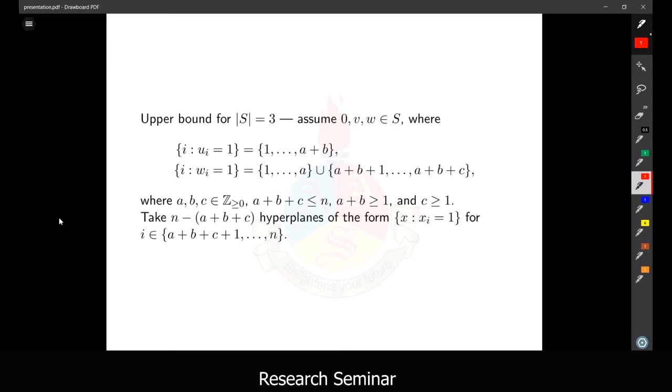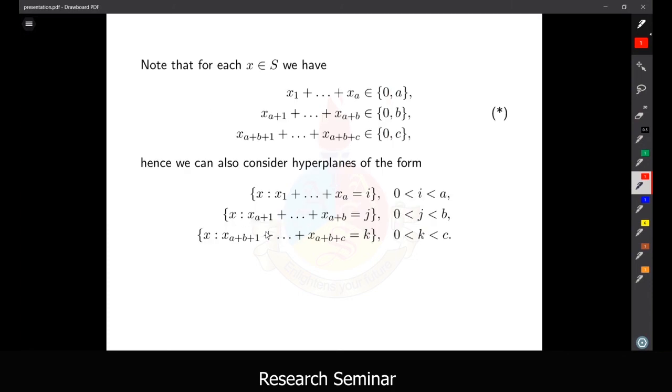So the first thing we can consider is just taking hyperplanes of the form the ith coordinate is equal to 1 for indices bigger than a plus b plus c. In this way, we'll use n minus (a plus b plus c) hyperplanes. And we need to find some more.